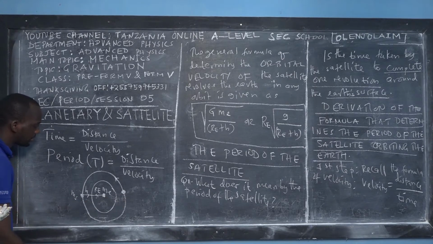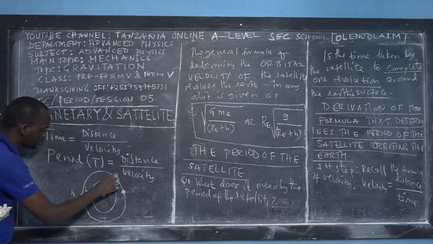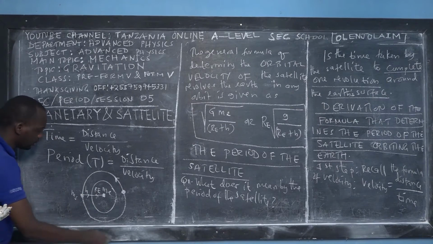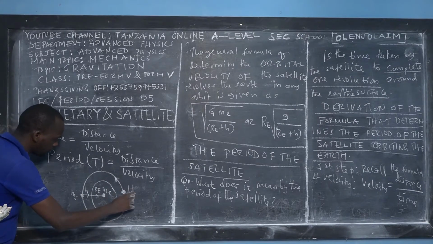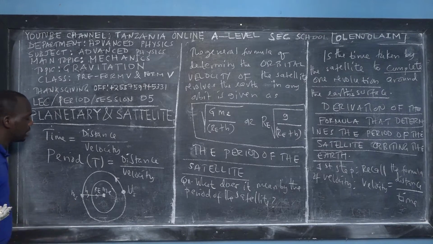So this is the mass of the satellite. It means the satellite is revolving around the Earth in its particular orbit. When it's revolving in a particular orbit, the velocity it is revolving with, we say that it is the orbital velocity. So it's revolving in its orbit by the orbital velocity.